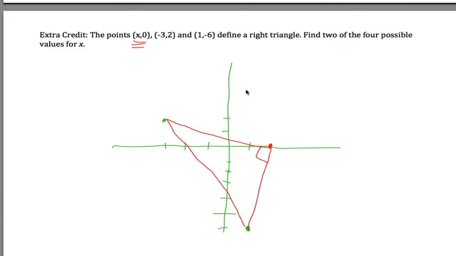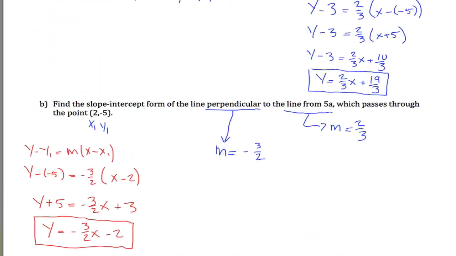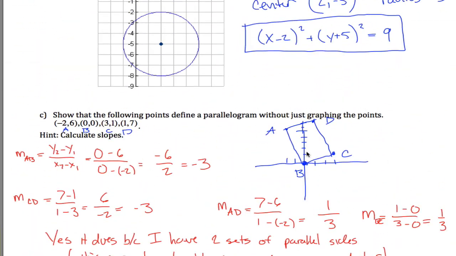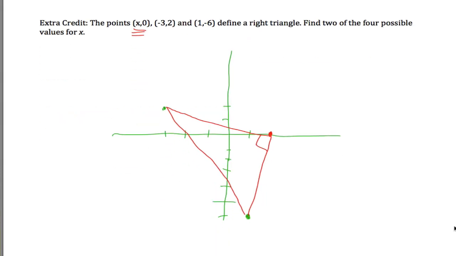How do you do it? Well, we kind of do it the way we learn to do these problems, where you calculate the slopes. So let's call this A, this B, and this C. The slope between A and B is, well, I know the y-coordinate is 0, so I can say it's 0 minus 2. But for the x's, I don't know what this x-coordinate is, but I can just write x minus -3. In other words, it is -2 divided by x plus 3.